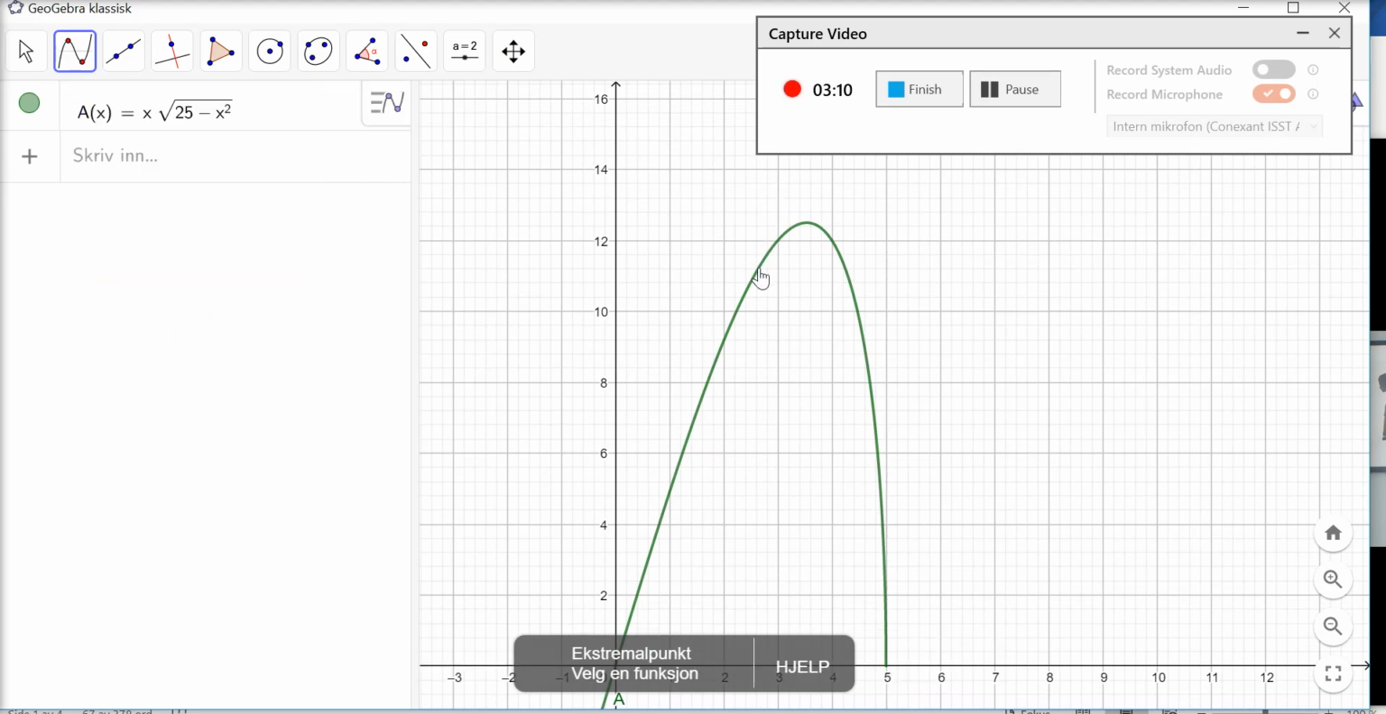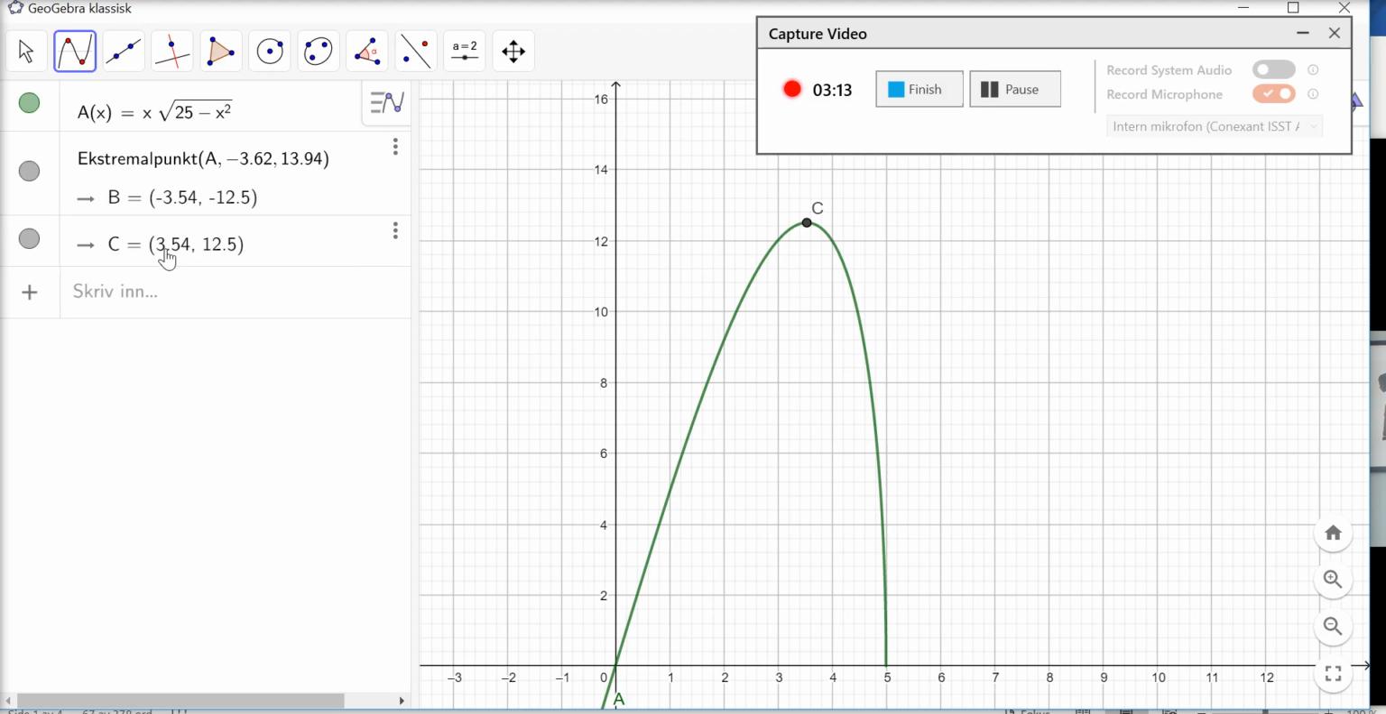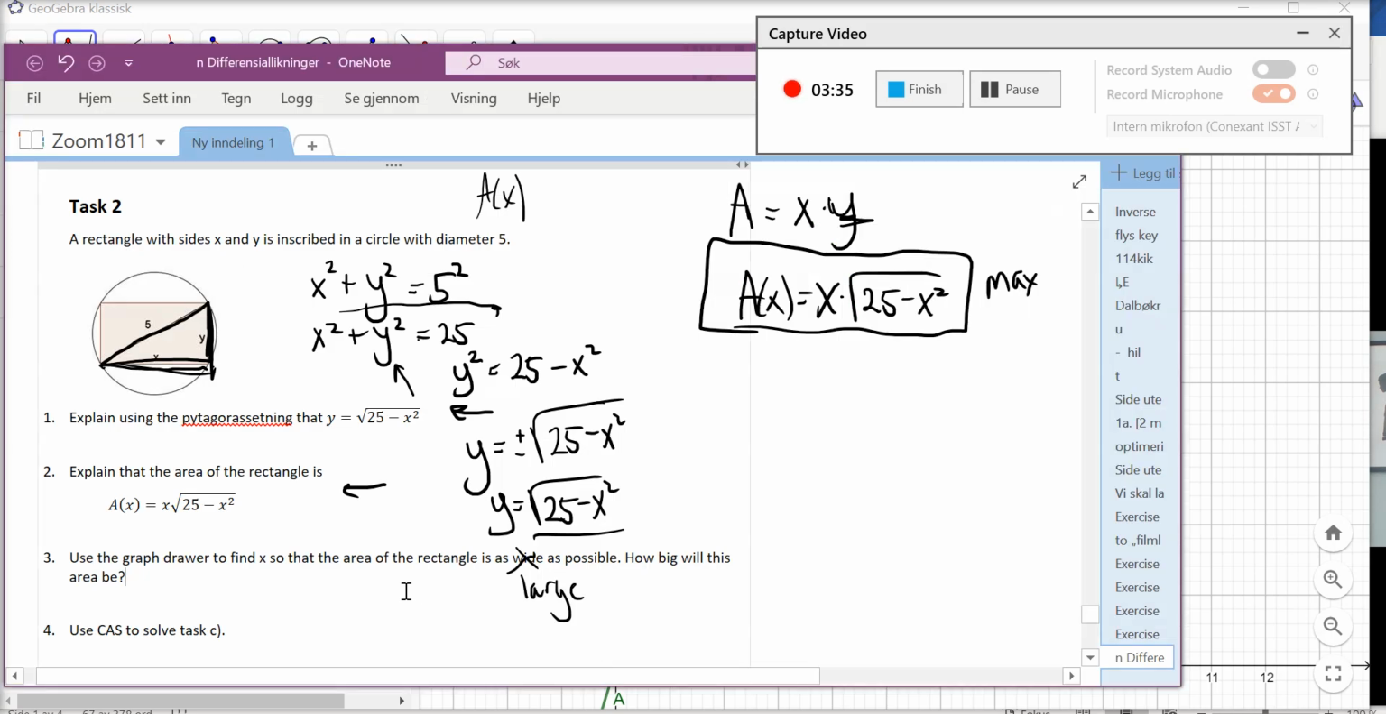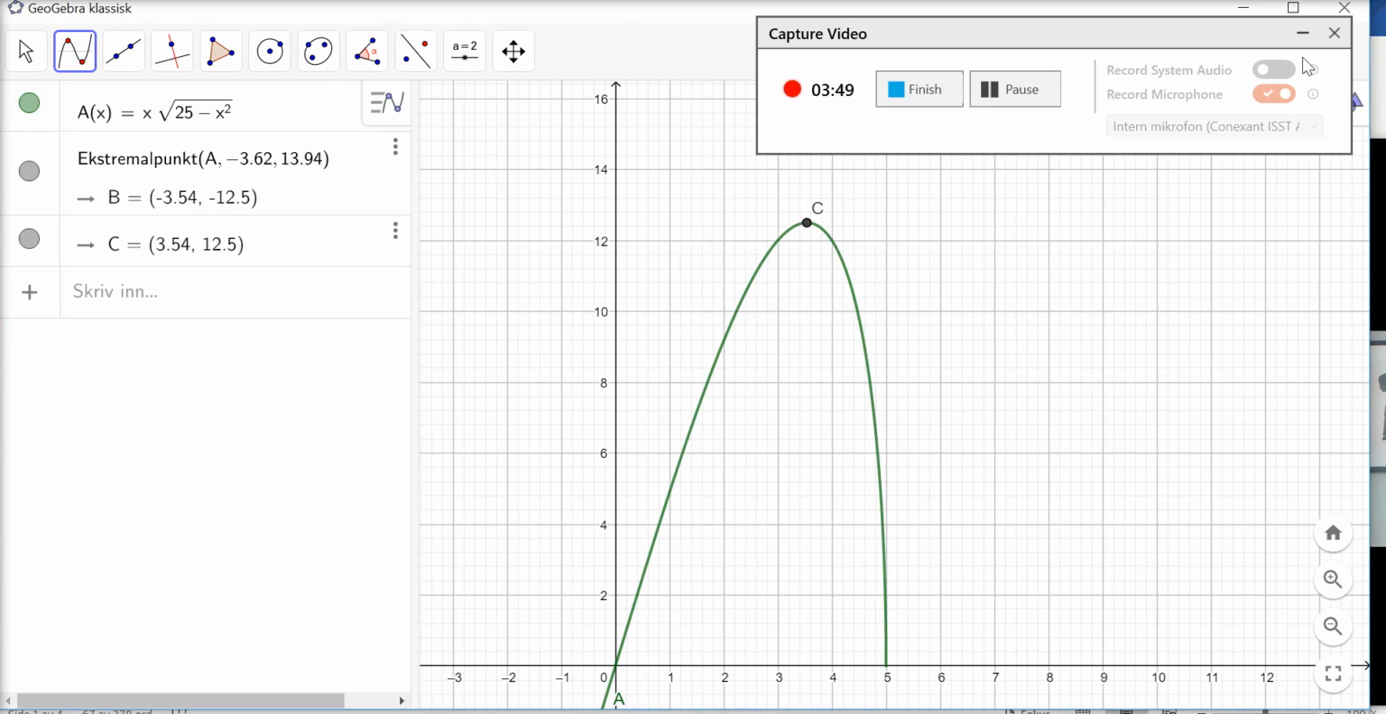We just press here and here and here, and we see that the maximum point is at x coordinate 3.54. Remember, x here is one of the sides of the rectangle, and y, the function value, is the area. So the largest area possible is 12.5 when x is 3.54. So that is the answer here. To get as large a rectangle as possible, x should be 3.54, and the area would then be 12.5.